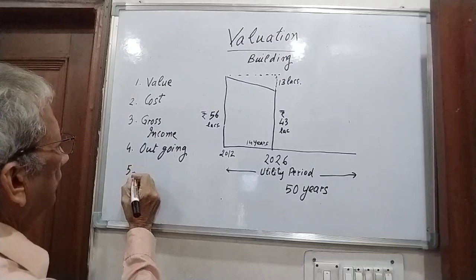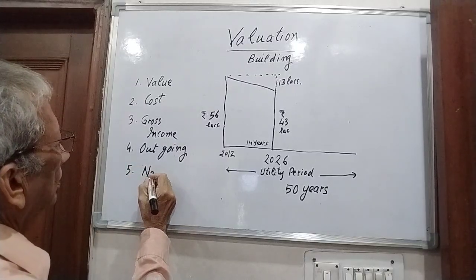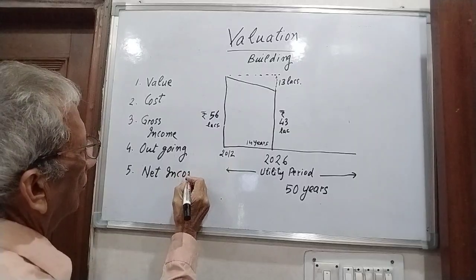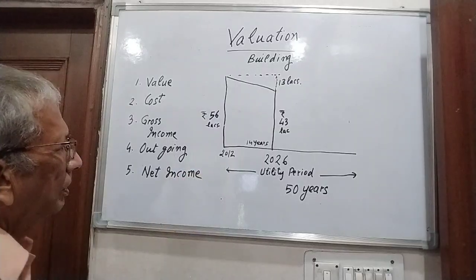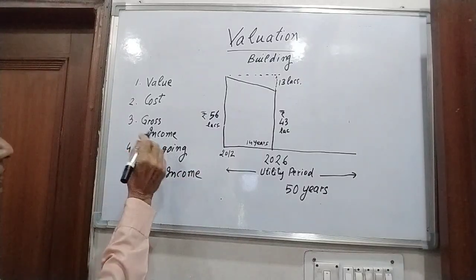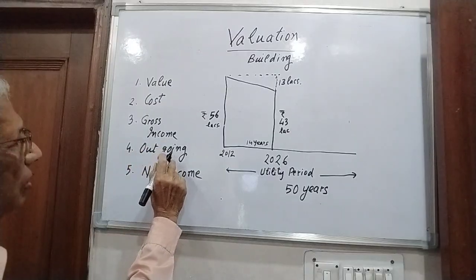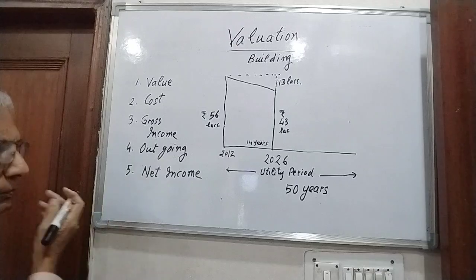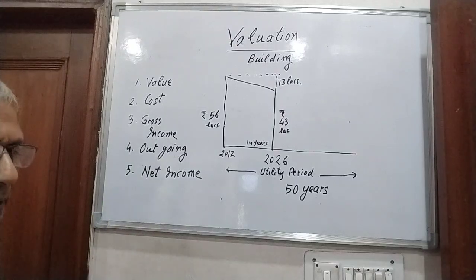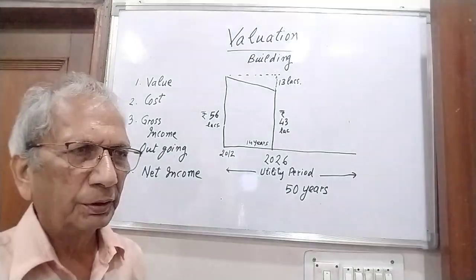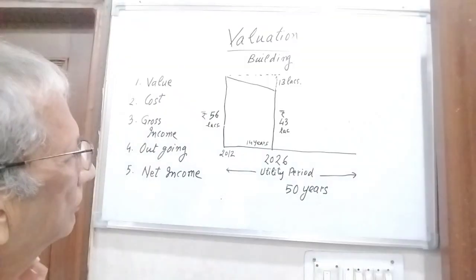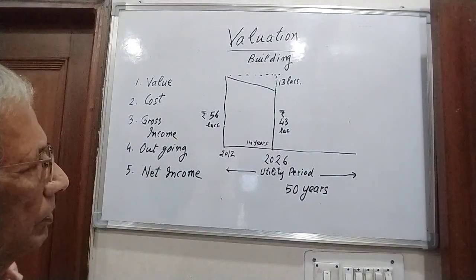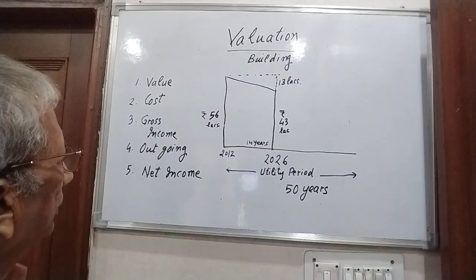Now, fifth is net income. Net income means when we subtract outgoing from the gross income, then we will get net income. Net income we will get after subtracting various types of expenditure incurred on the maintenance of the building.